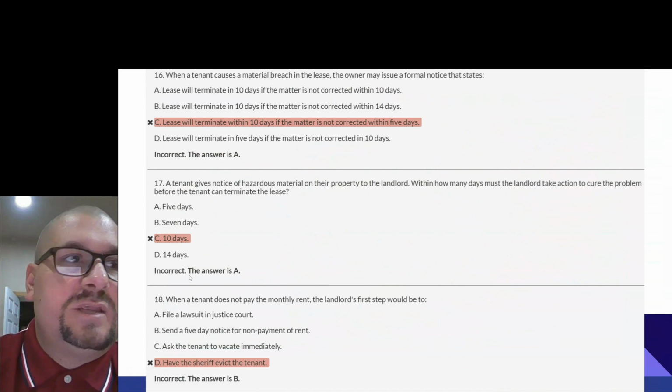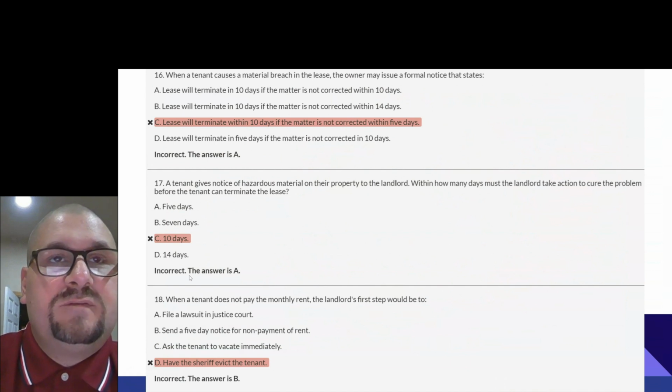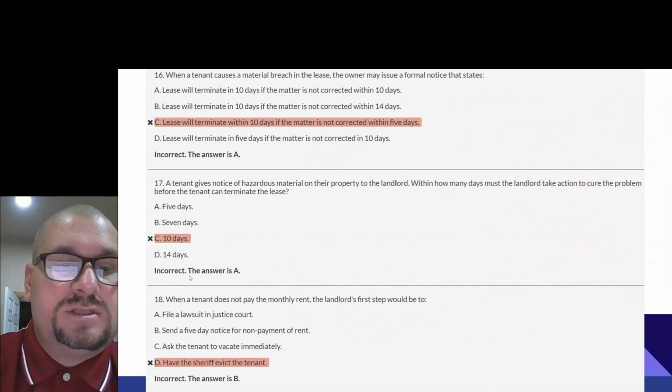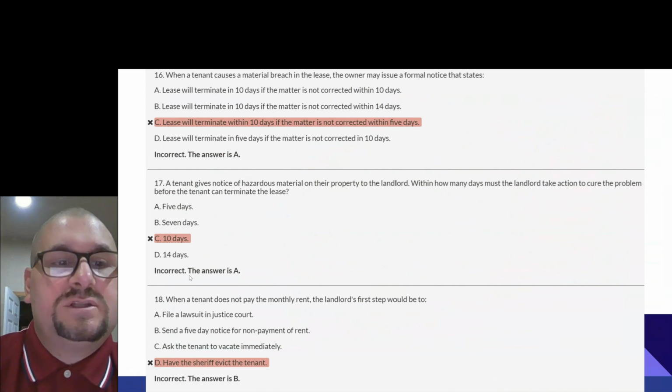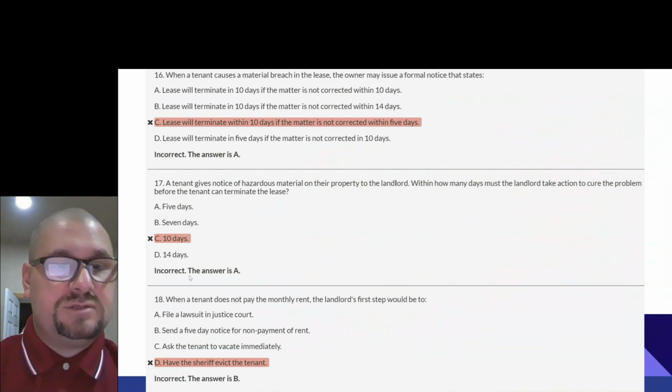So just write an email or text saying, hey, this is your 5-day notice of non-payment of rent. Should you file a lawsuit in justice court? No.